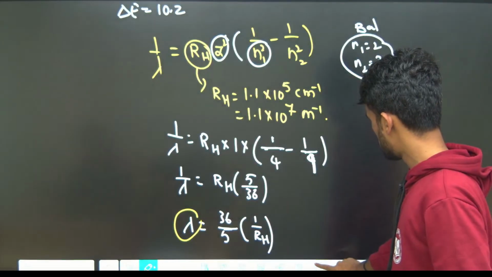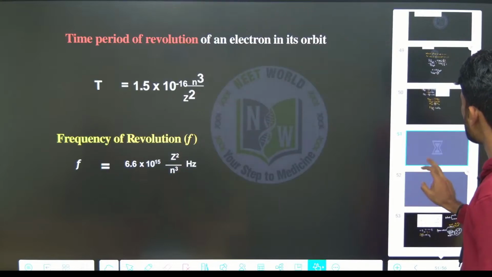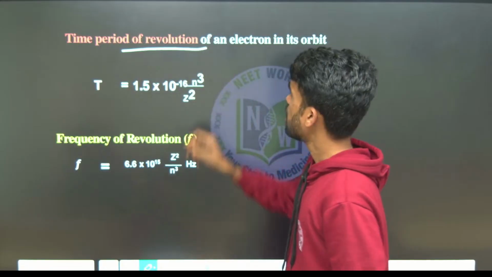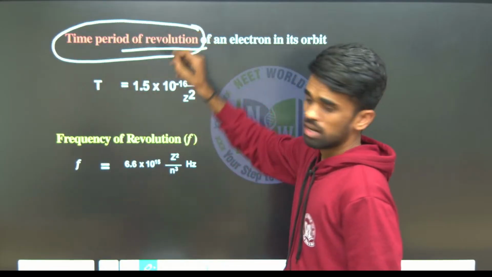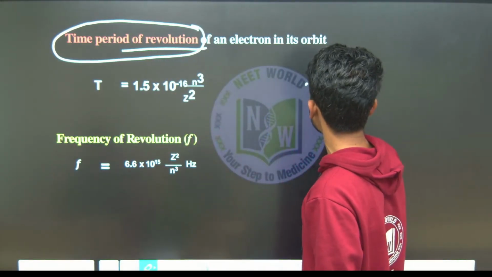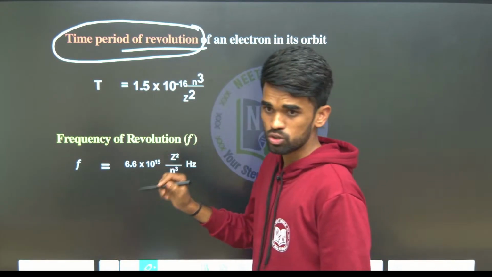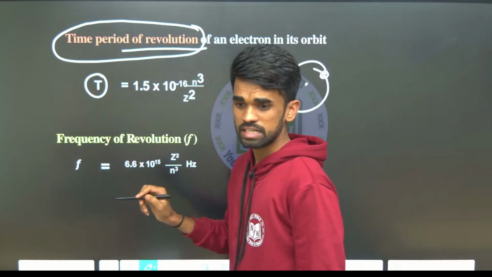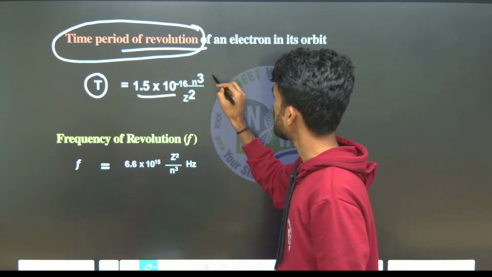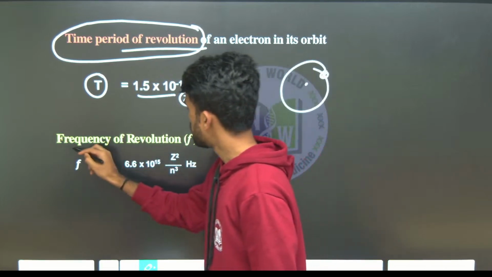Now we'll discuss two other formulas that are also there. Remember, time period of revolution means how much time is taken for the electron to revolve around the nucleus, per revolution. I am saying it as T, time period. You just use this formula: 1.5 into 10 power minus 16 n cube by z square. Very important formula. And next, frequency of revolution.